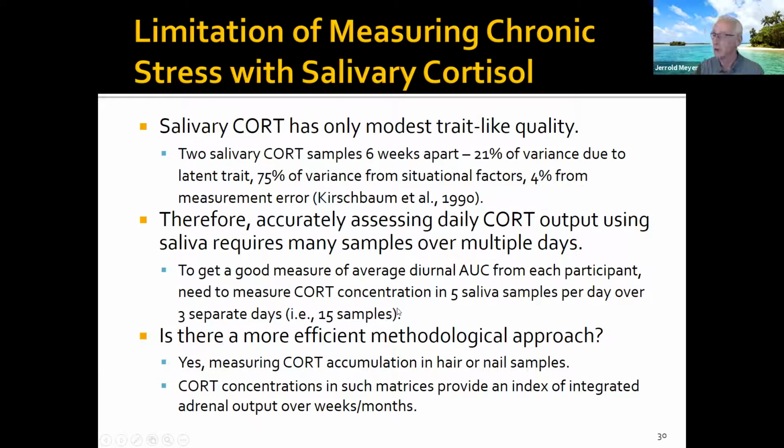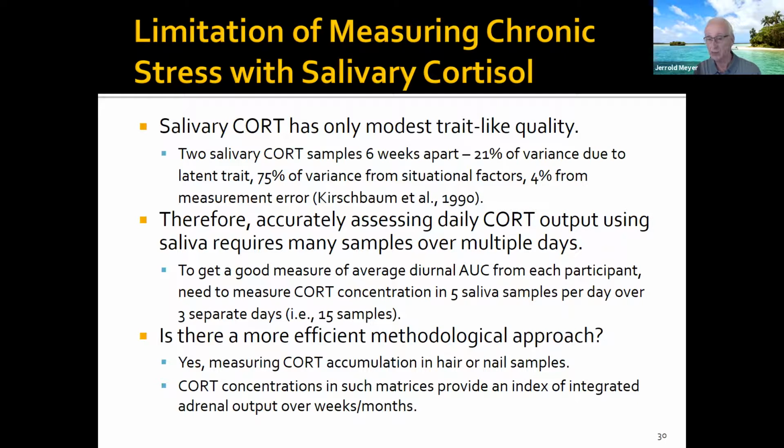So is there a more efficient method? And of course, the answer is yes, since I'm giving this presentation, and I'm one of the developers of this method. And that is measuring cortisol that accumulates stably in a tissue that's readily accessible and from which the cortisol can be extracted and measured. Most of the data that we have up to now is using hair, which is where this technique was pioneered.